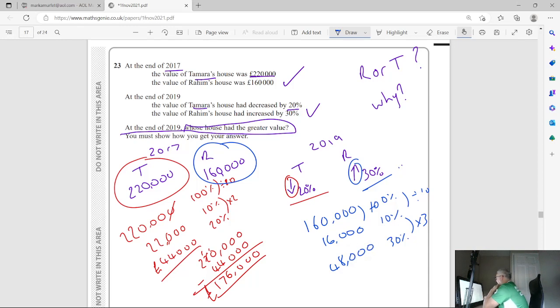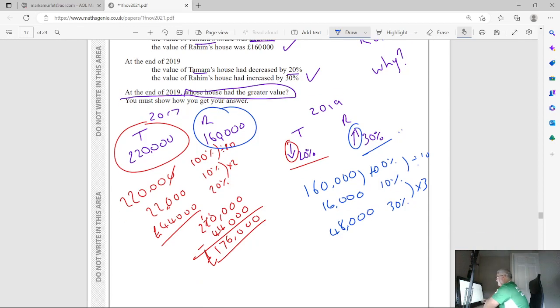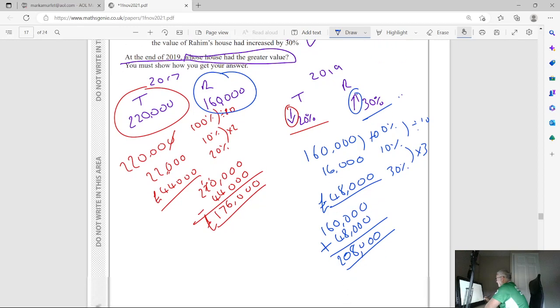Okay, and if you need to do a separate sum for that one, that's absolutely fine. So that's the value I want to use, £48,000. And remember, it's gone up, so I'm going to add it on. So £160,000 plus £48,000. 0, 0, 0, 8 and 0 is 8. 4 and 16 is 20. So £208,000.